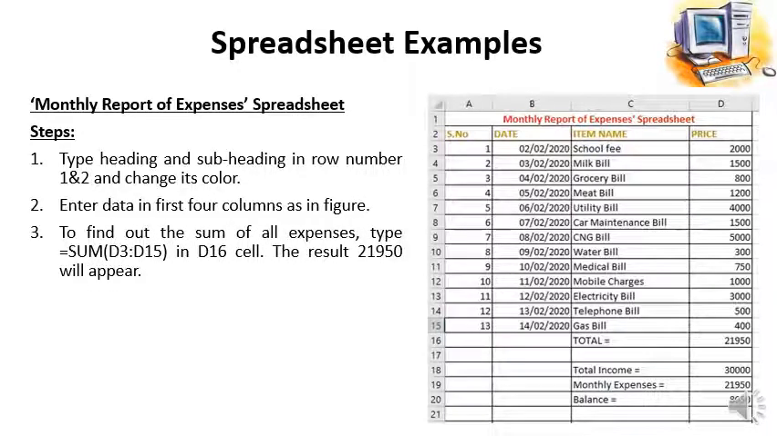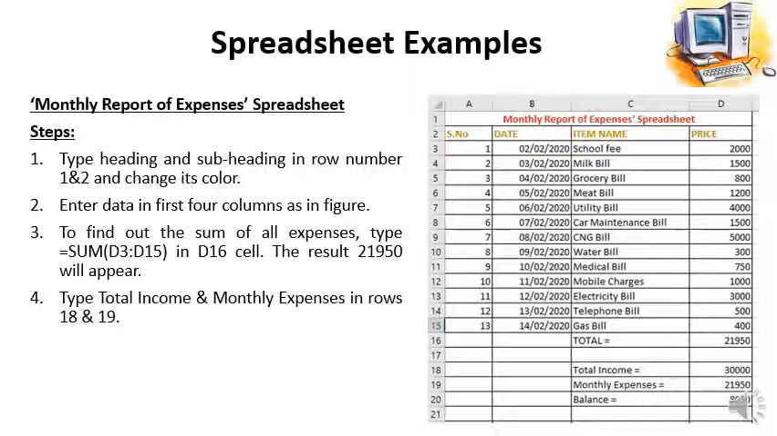Third step is to find out the sum of all expenses. Type equal to, and then the sum function will be called, and inside the parentheses we have to mention the range of cells which contains the values. D16 contains the total or the sum of all expenses. The result is 21,950 will appear. We can see it here in this image.